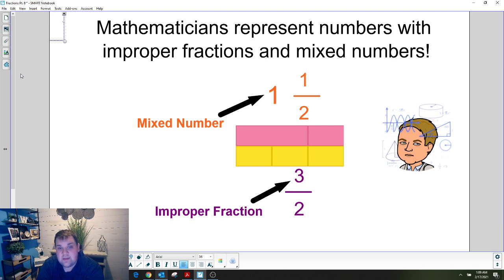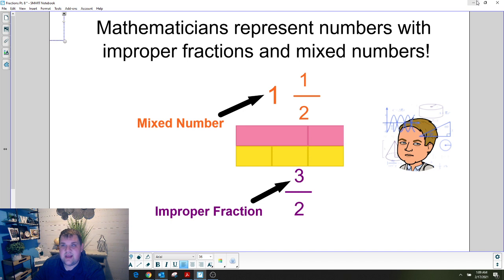So, a mixed number always has a whole number plus a fraction that represents the extra pieces that are not quite a whole. An improper fraction represents all of the pieces as the numerator and the amount of pieces in one whole as the denominator, and that numerator is larger than the denominator because it's greater than one whole. So we're going to practice making pictures and switching between the two different types today.